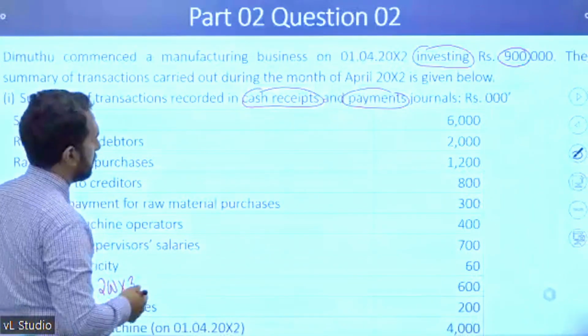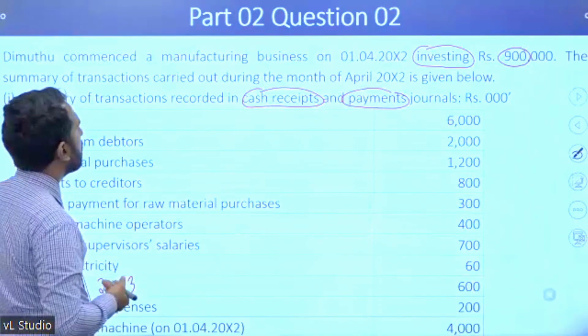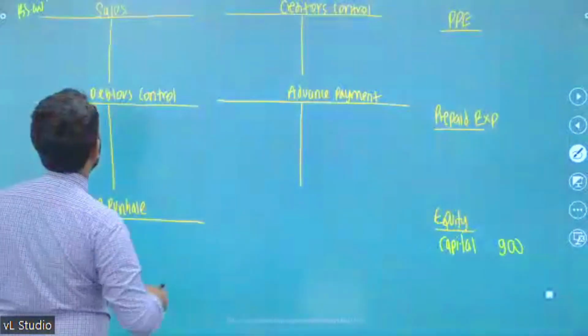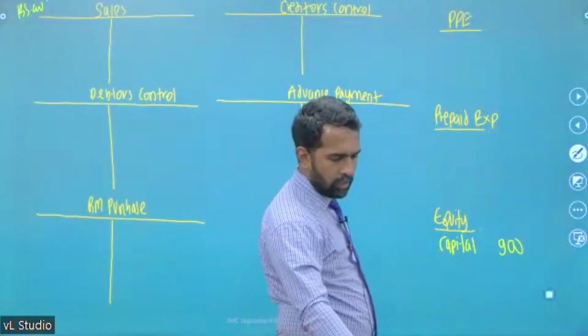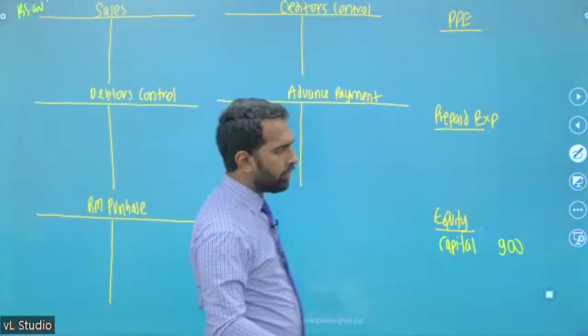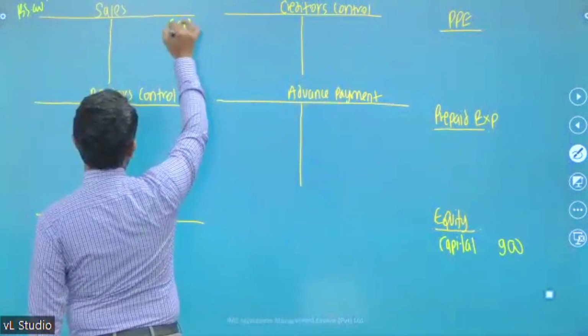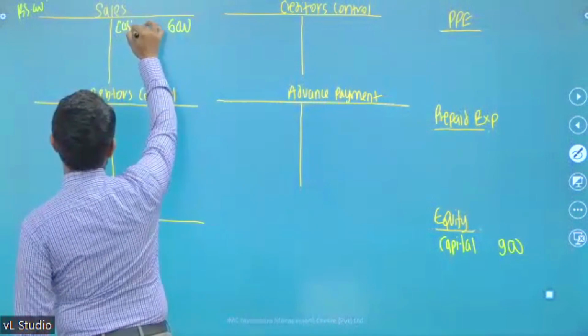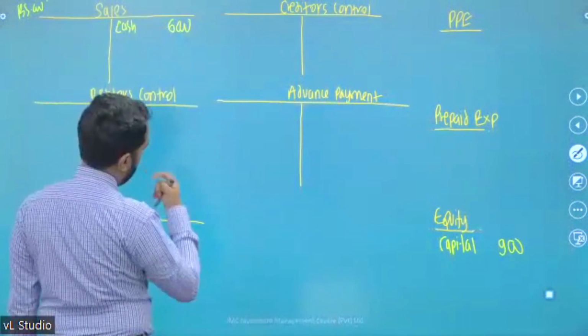At first, sales 6,000. So definitely cash will be debited, sales account will be credited. I'm going to credit the sales account 6,000, right? Debited to cash account, credited to sales account 6,000.